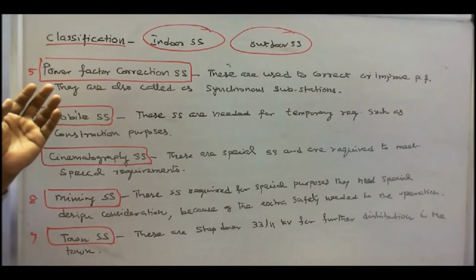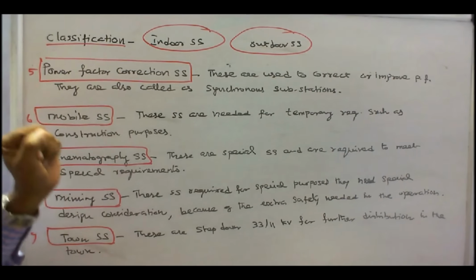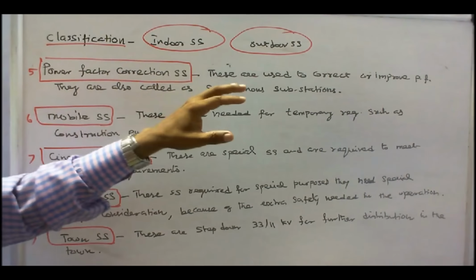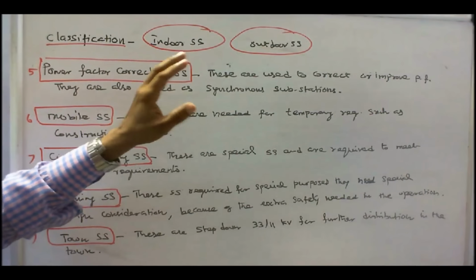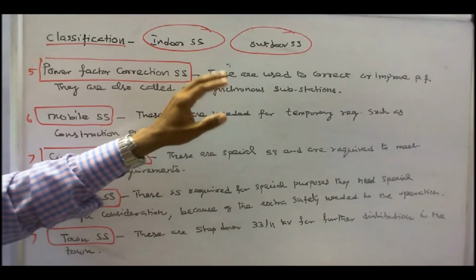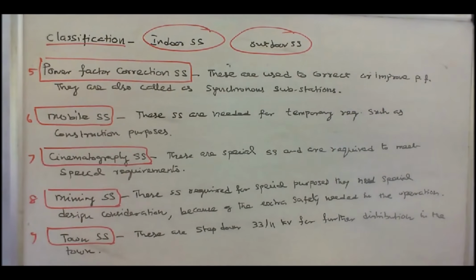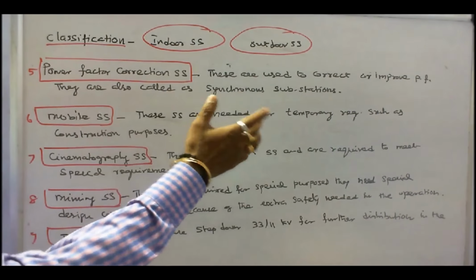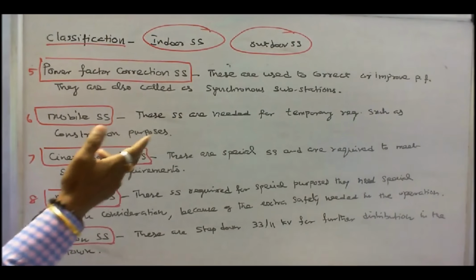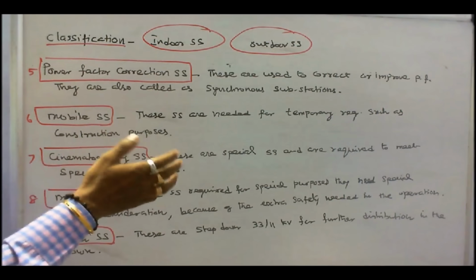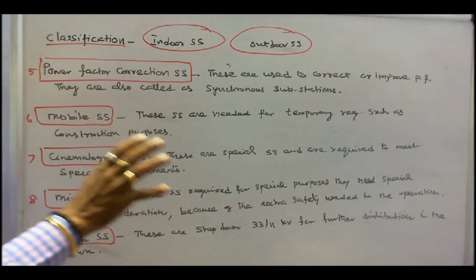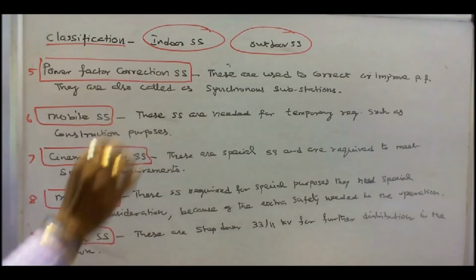Number 5, power factor correction substation. These are used to correct or improve the power factor. They are also called synchronous substations because a synchronous machine is used to improve the power factor. The 6th is the mobile substation. These are needed for temporary requirements such as construction purposes, so they require special design. According to the requirement, we have to design a substation.